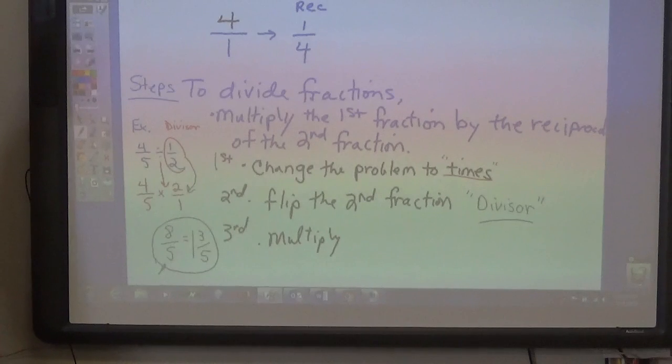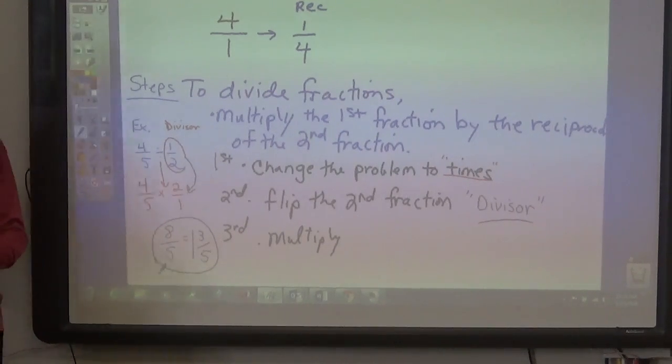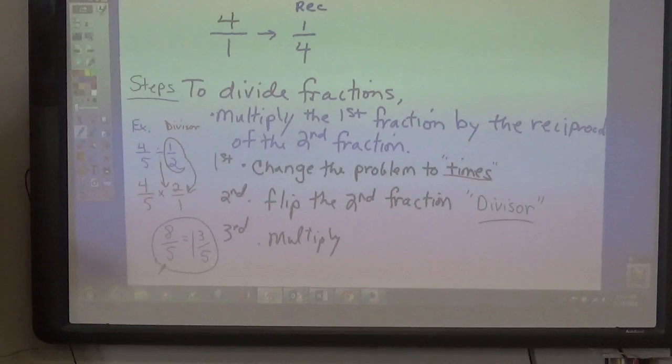Olivia? What if there's 3 fractions? If there's 3 fractions, you have to find the answer to the first 2, and then you have to find the answer to the third one. Do you have to reciprocal the third fraction? You'd have to do it in separate steps. Yep. You have to do it in separate steps. Okay?